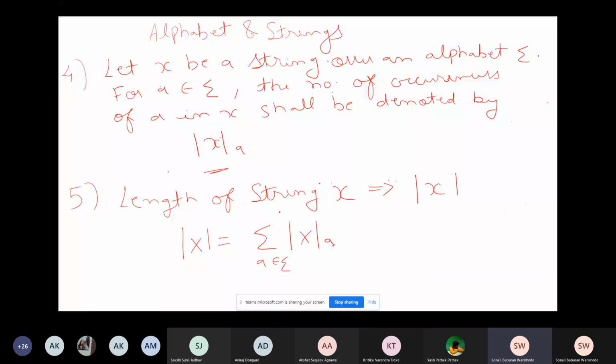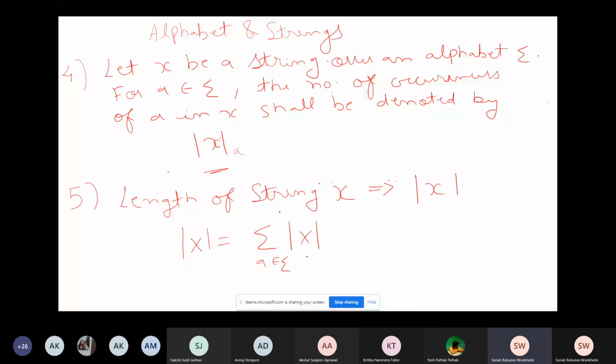So what can you understand by these two statements? In the first statement, we are showing the number of occurrences of a. If I write it as b, then it will give me the number of occurrences of b. Similarly, the fifth statement states the length of string x, which is given by mod of x, and it is defined by this. Now let us consider one example for this.